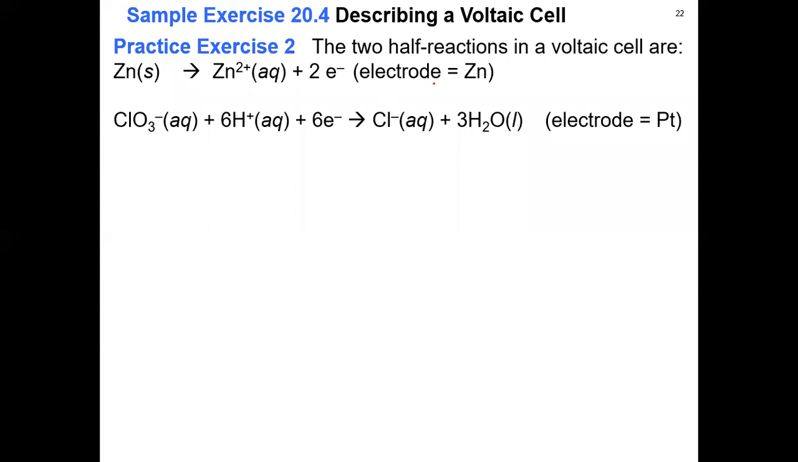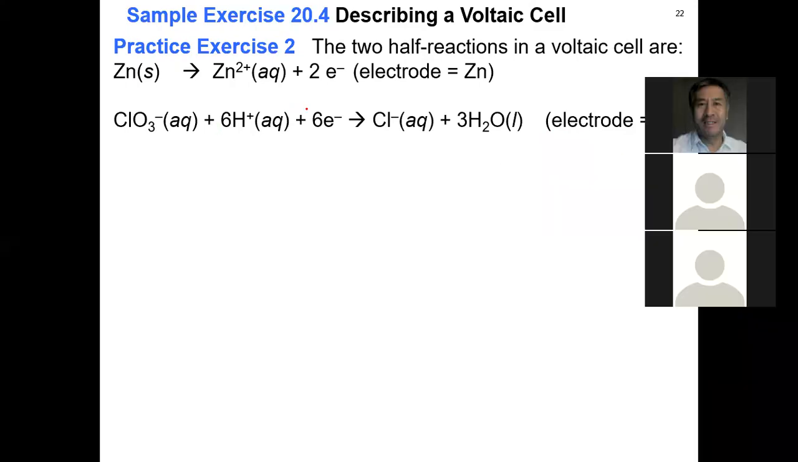The electrode used means the solid material, metals or graphite. In this electrode, we use zinc. In the other half reaction, we have ClO3 minus aqueous plus 6 H plus aqueous plus 6 electrons produce Cl minus aqueous, then 3 H2O liquid. The electrode on this part, we use Pt, which means platinum, a metal.